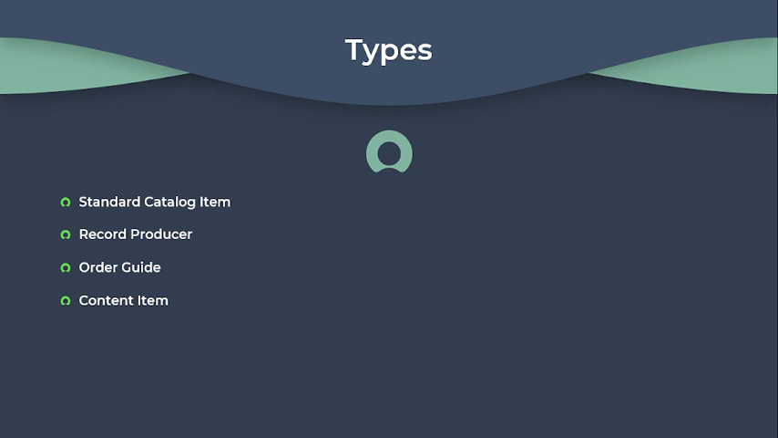Each of these catalog item types serves a specific function within the service catalog, catering to different use cases and requirements of users and administrators. They provide flexibility and efficiency in managing service requests and delivering a seamless user experience.